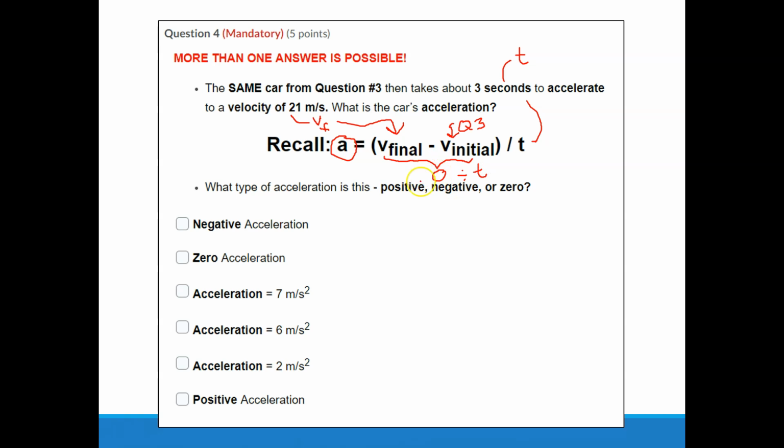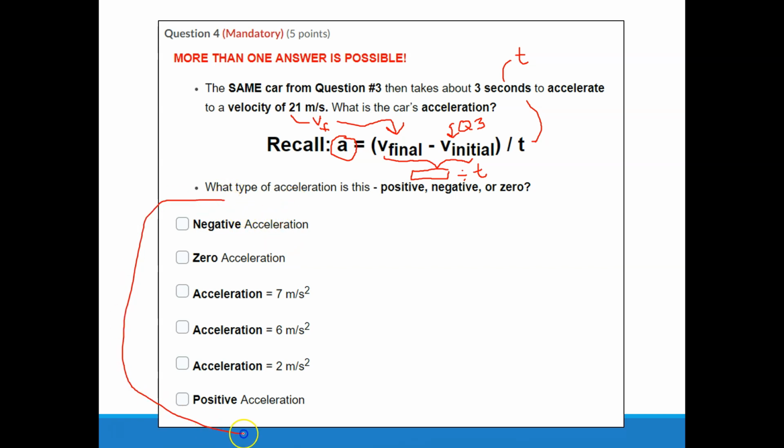Sorry, this isn't a 0. This is just a blank, I guess. So let me erase that, and I'll just put a box to show that that's a blank. Here we go. So take your answer here and divide it by your time, and that will give you your acceleration. You will notice that you do need to pick more than one answer. So you do need to figure out if it's positive, negative, or 0, and you also need to figure out what the acceleration is. Remember, yours are in random order, but you do need to pick 2 answers.